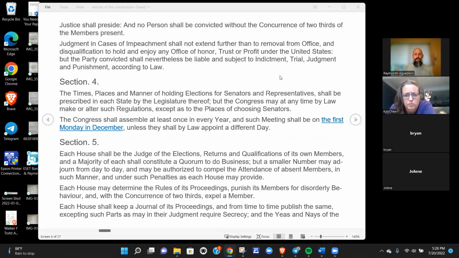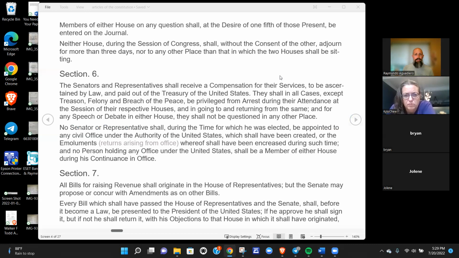Okay, so if there are any questions or, I think, rebuttals to things that are passed, if there's at least one fifth that are present there, they can enter their, I guess, disagreement.